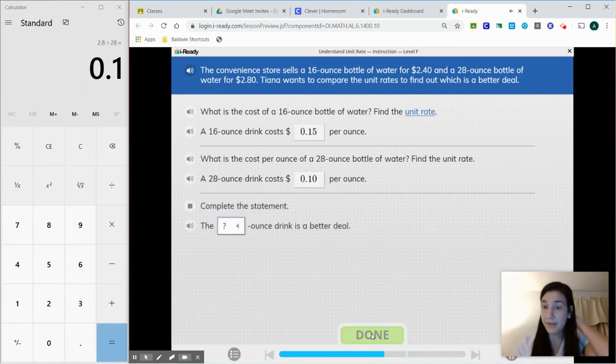Now we want to compare. So which is the better deal? Obviously the one that's less expensive. So which one's less expensive? 10 cents per ounce or 15 cents per ounce? 10 cents per ounce. So the 28-ounce bottle is the better deal.